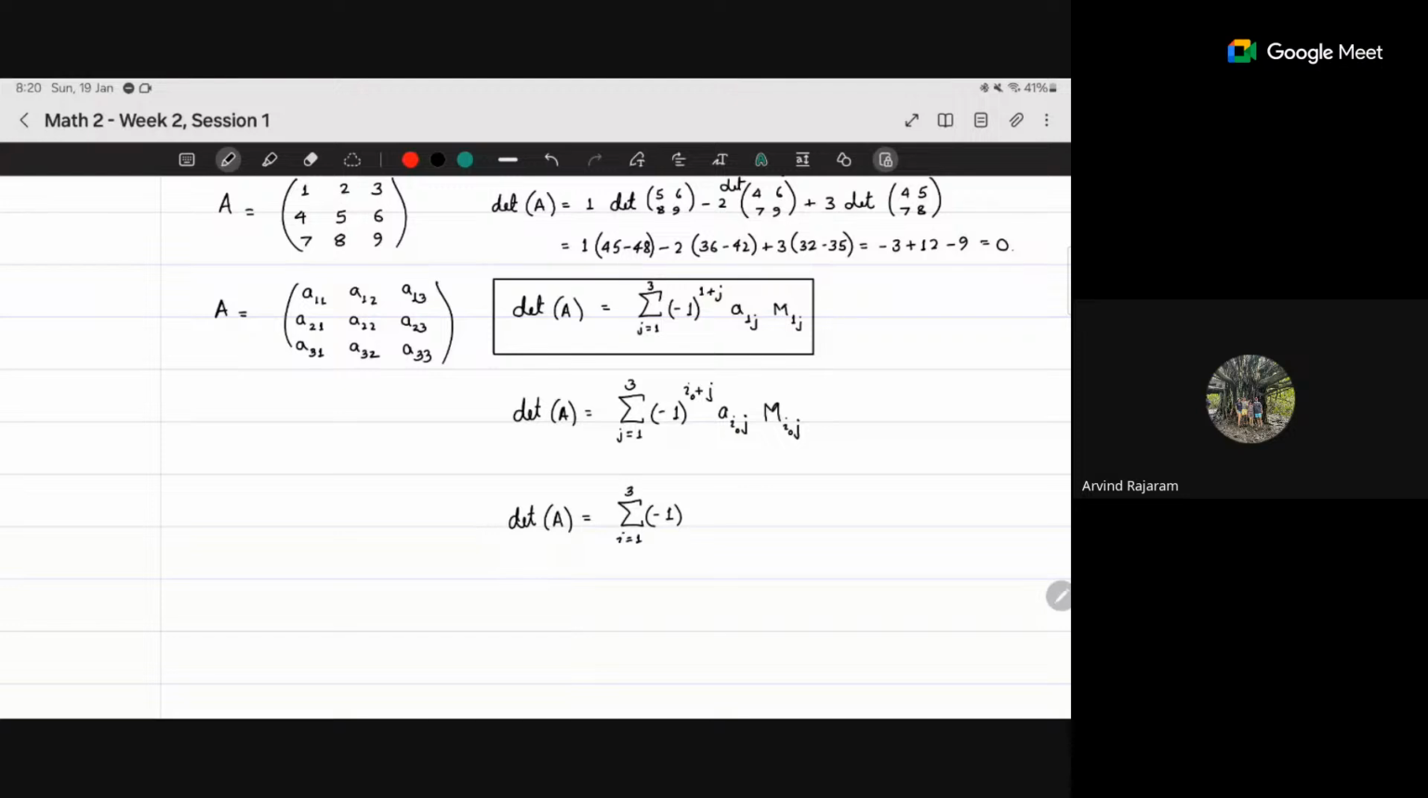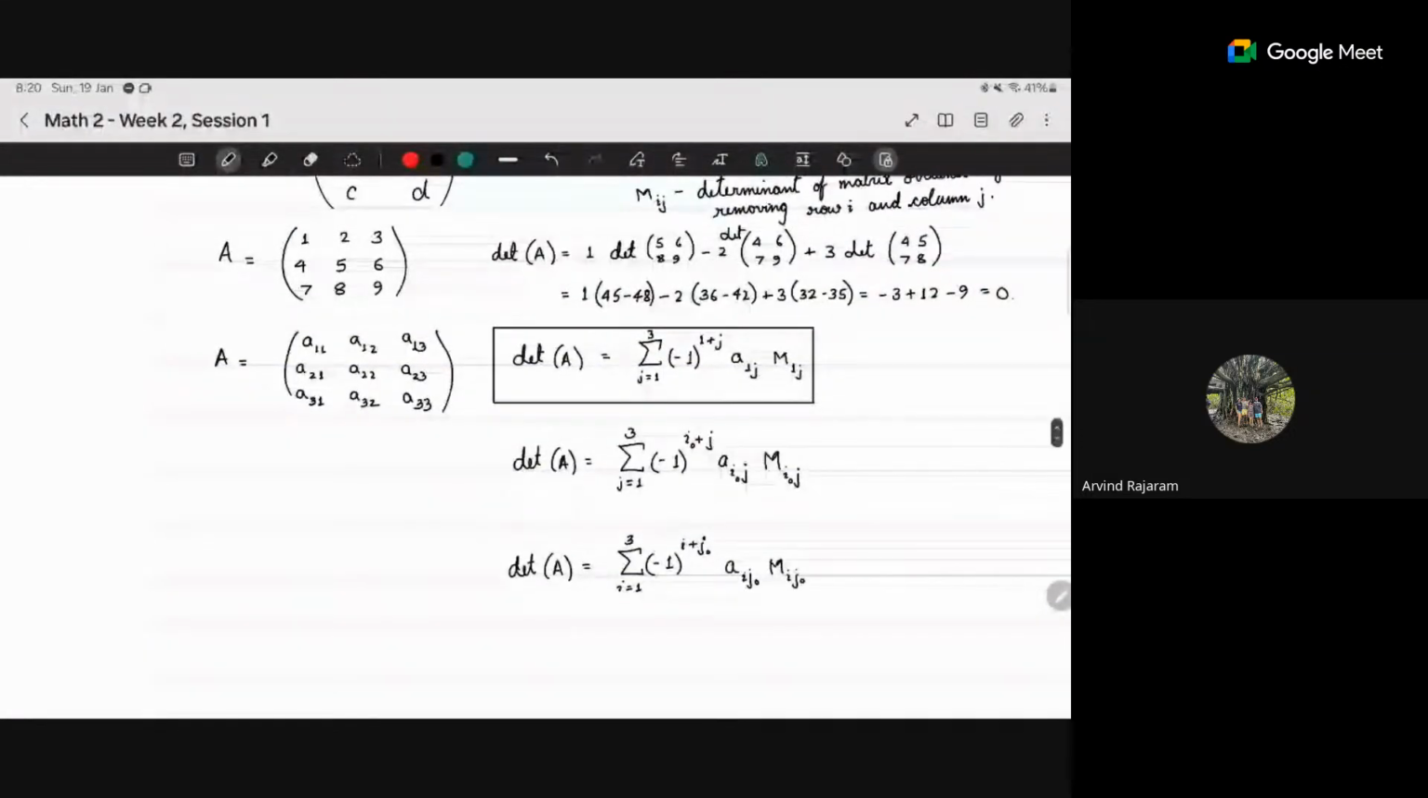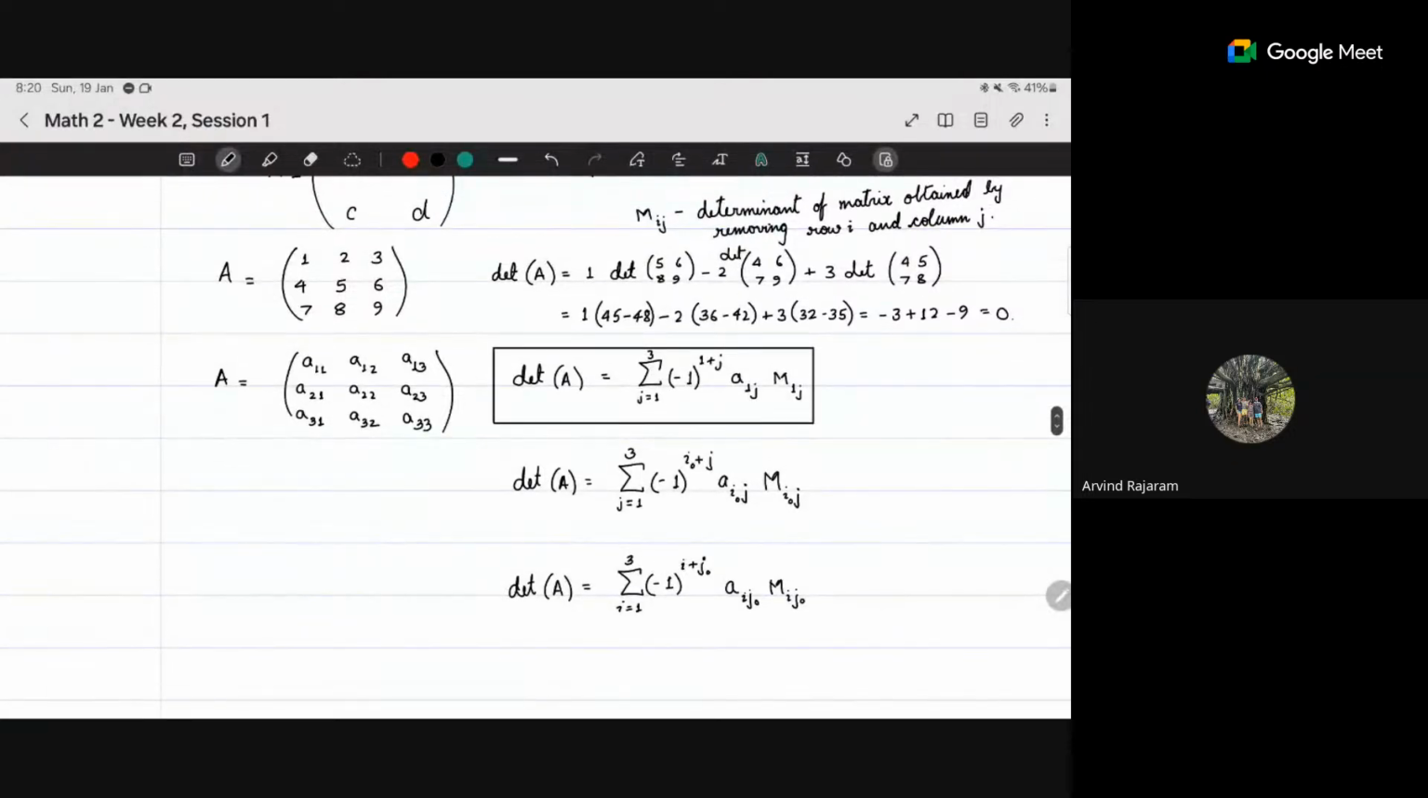For this also, we'll work it out in this particular example, with (-1) to the i plus j. If I fix a column and go along the rows of that column, that also works. Now, what does all of this mean? We'll see this again.